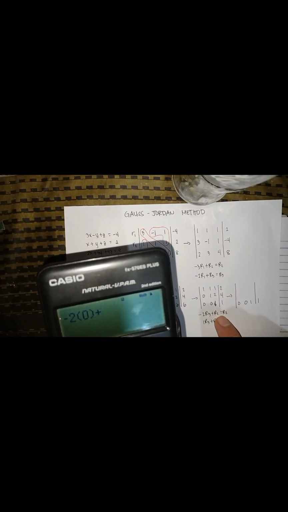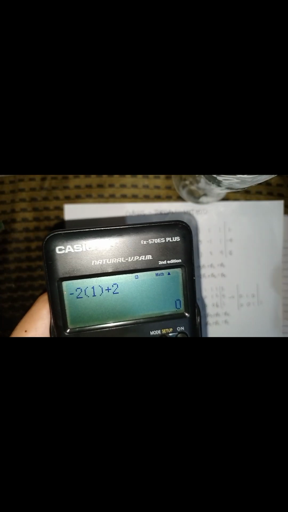We will plug in the values. Negative 2 times R3, where's R3? 0, right? Plus R2, 0, it will be 0. And then negative 2 R3 is 0 plus 1, it will be 1. And here, negative 2 times R3 is 1 plus R2 is 2. This will be 0. Okay, negative 2. So this will be 0.